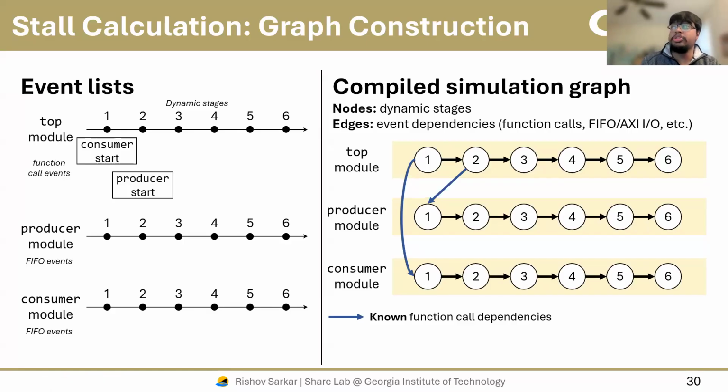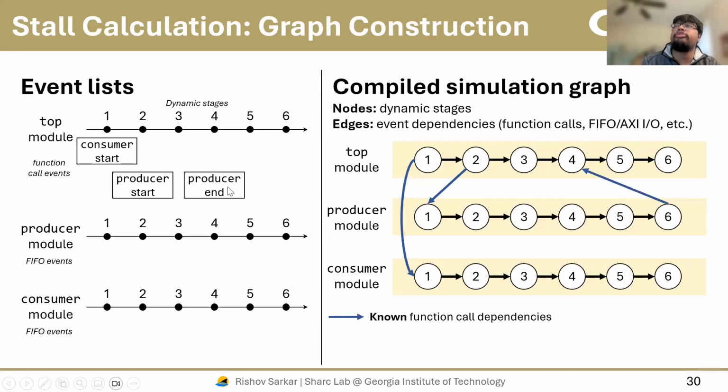Then we have this producer module. We have the producer start at stage 2. So of course, just like before, that means that the first stage of the producer has to happen after the second stage of the top module. So we draw an edge from the second stage of the top to the first stage of the producer.